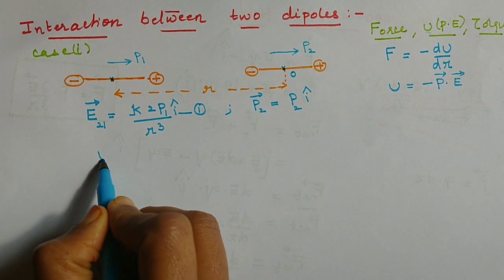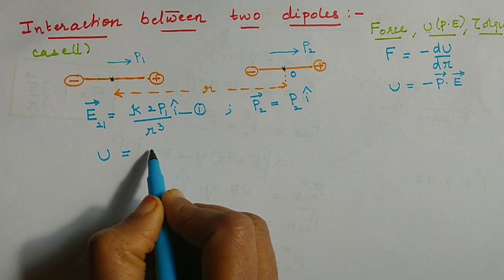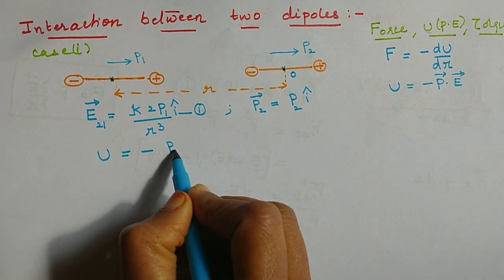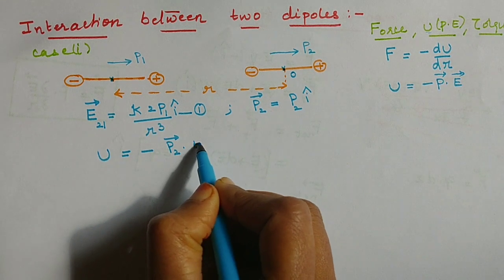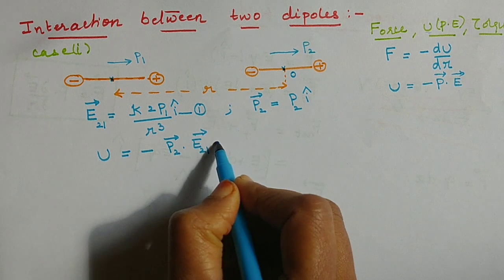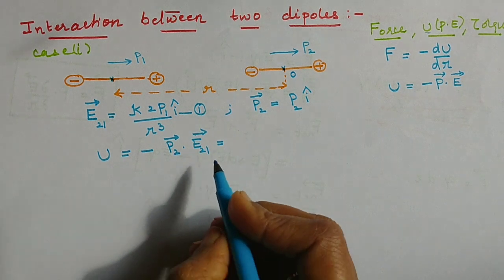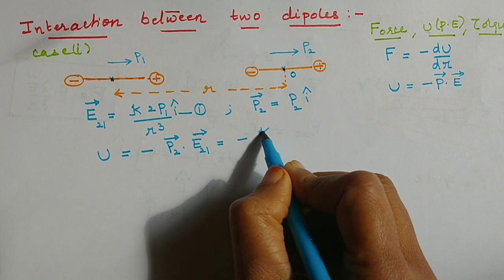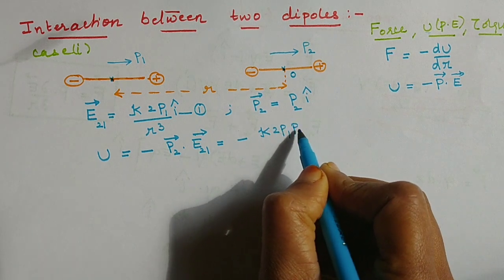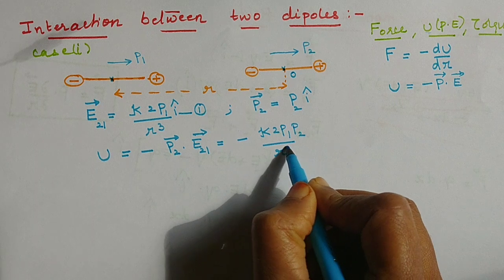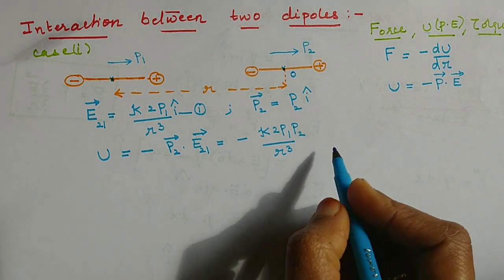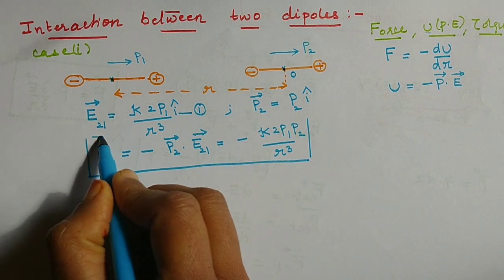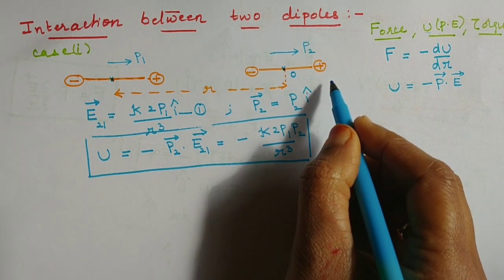Now find out what is the interaction or potential energy. U is equal to minus of P dot E, that is P2 dot E21. Both are in the same direction, so the angle is 0. Since the angle is 0, cos 0 is 1, we get the answer minus K 2 P1 P2 divided by r cube. You can replace K as 1 by 4 pi epsilon naught later. So this is giving me the interaction energy when the two dipoles are aligned along the x-axis.